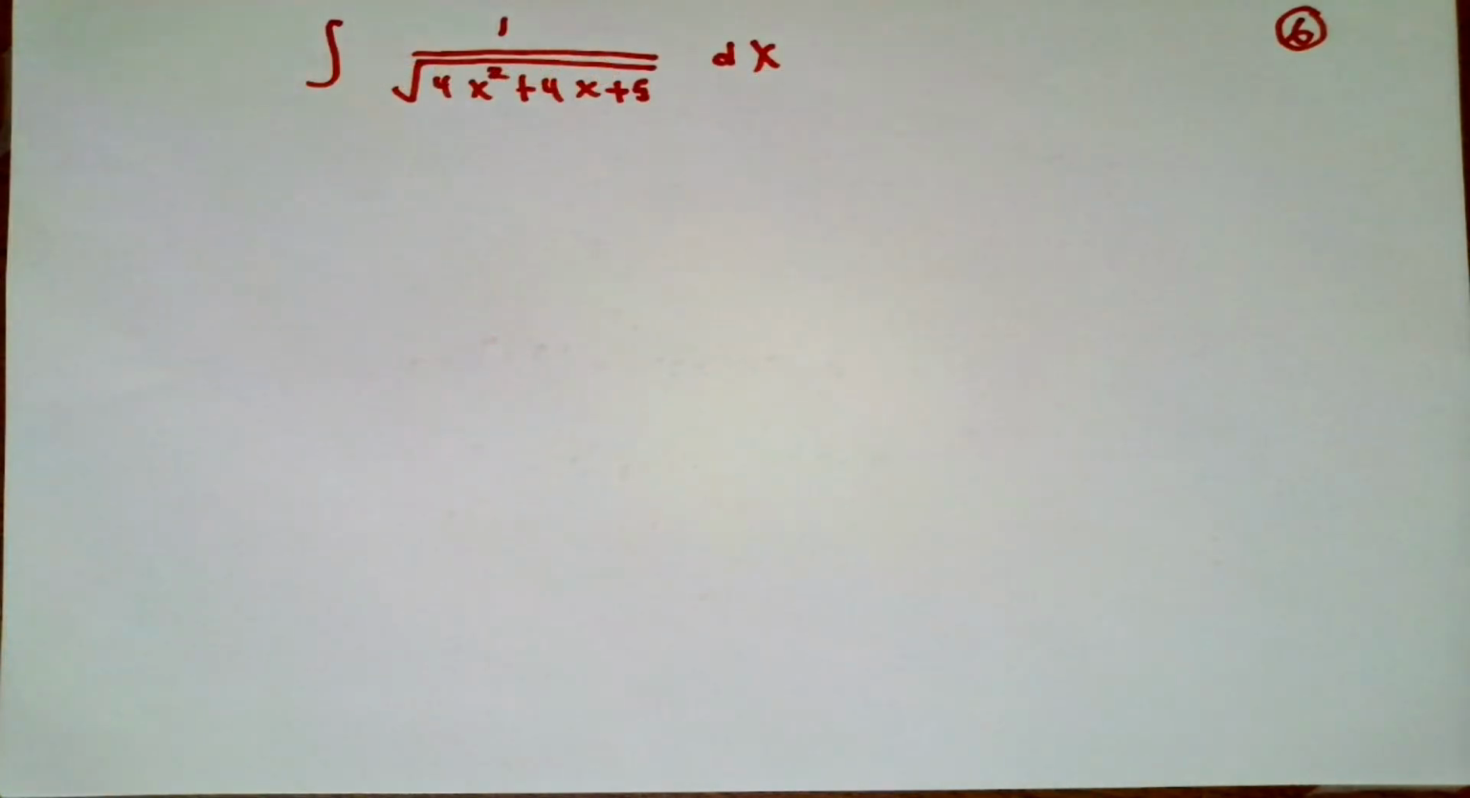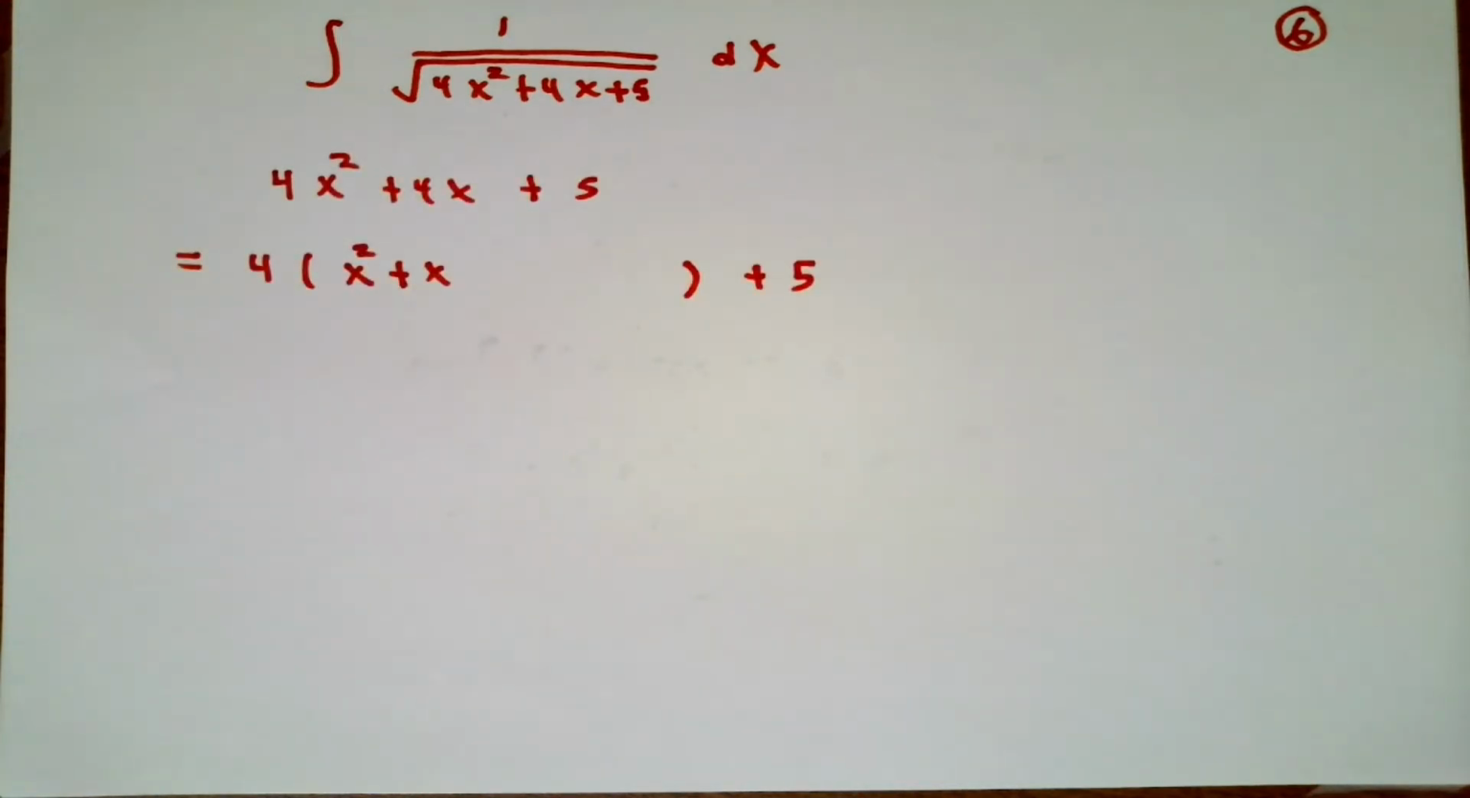Lastly, let's look at the integral of 1 over radical 4x squared plus 4x plus 5 with respect to x. At first glance, this doesn't appear to fall into any of the categories that we've been talking about, but by manipulating it a little bit, we'll see that it actually is. To begin with, I'll separate the 5 out because it's just a distraction to me.